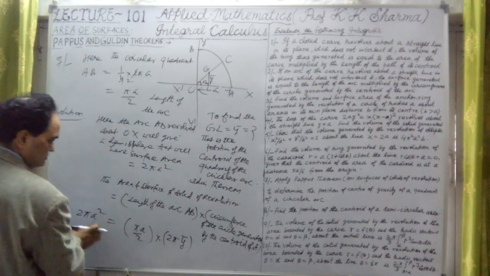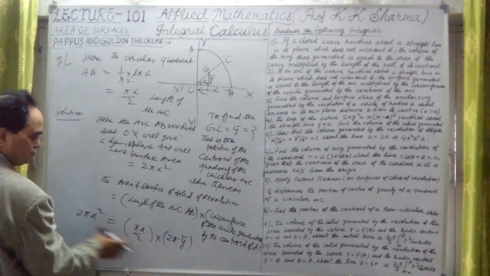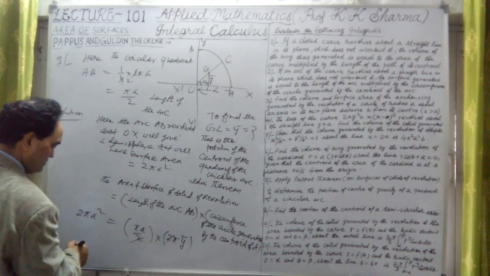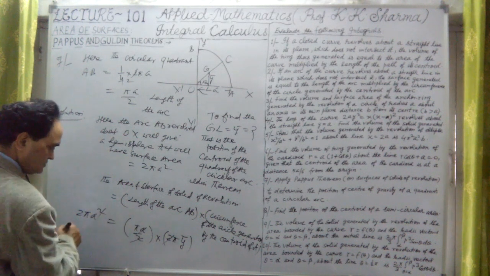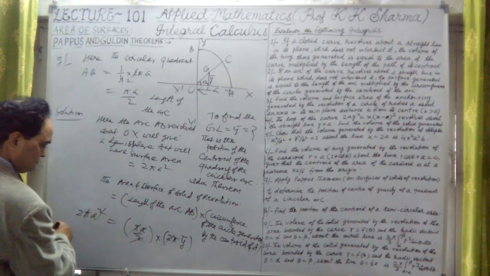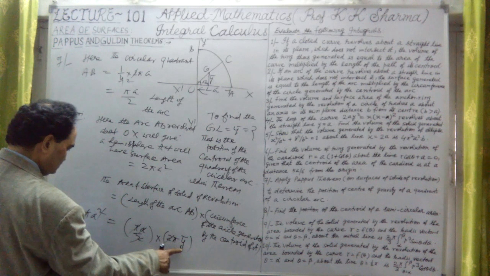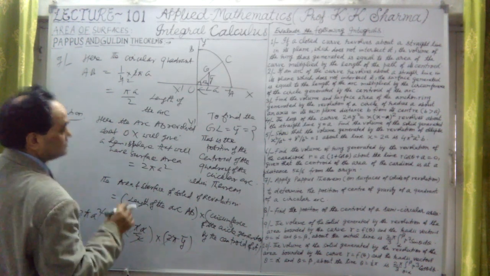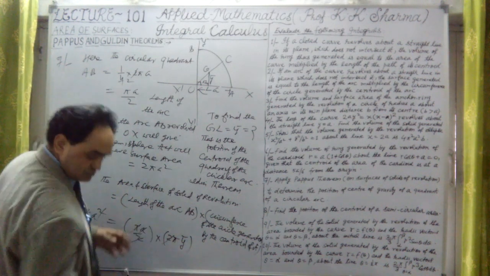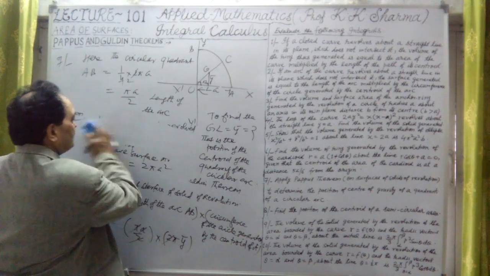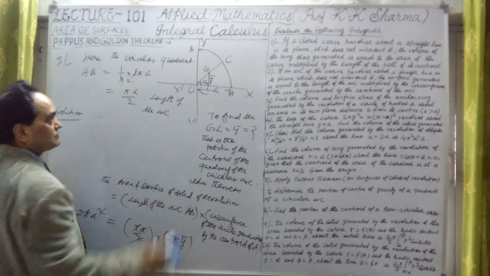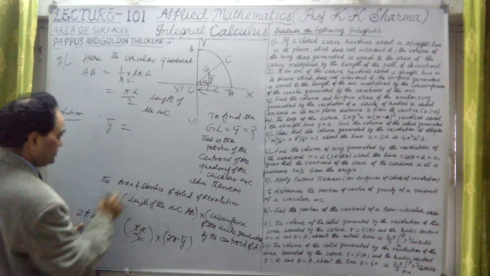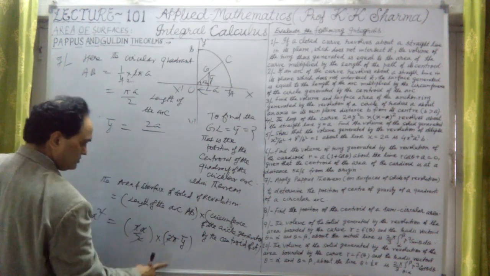This is by Pappus theorem, and this we know about. So 2 pi a square is equal to this whole value. Therefore, in y bar, the 2 cancels out, one a cancels out, one pi cancels out. So y bar is equal to 2a upon pi. This implies that the position of the centroid, y bar, is 2a upon pi.